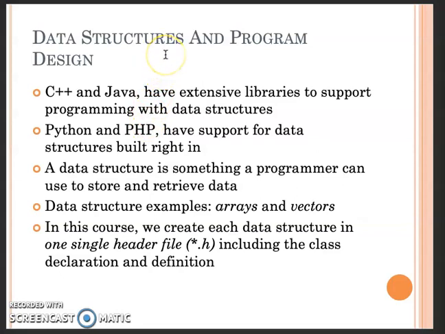Data structures, in C++ and Java, both have an extensive library to support programming with data structures. In C++, that's in the Standard Template Library. In Java, that's in the Collections framework. Python and PHP also support data structures, but they have a built-in library. So a data structure is something a programmer can use to store and retrieve data.